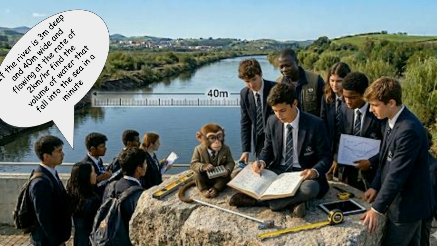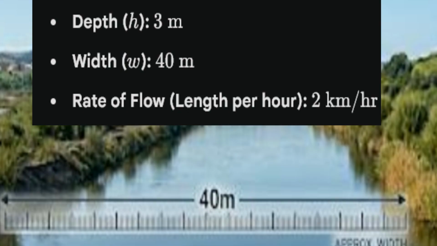The problem is, if the river is 3 meters deep and 40 meters wide, flowing at 2 kilometers per hour, find the volume of water that falls into the sea in a minute. Let's list the known dimensions. Depth, h, is 3 meters. Width, w, is 40 meters. And the rate of flow, which is the length, L, of the water, is 2 kilometers per hour.